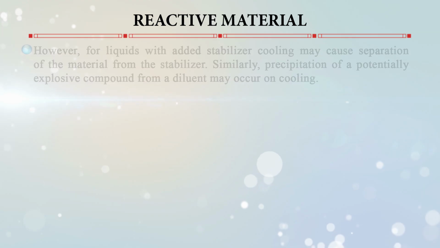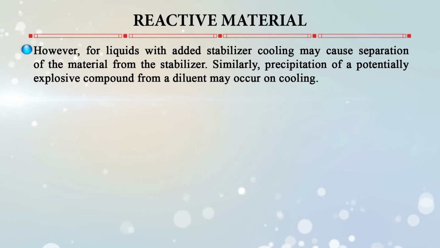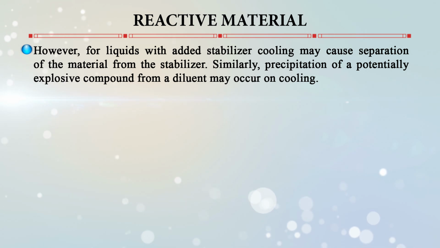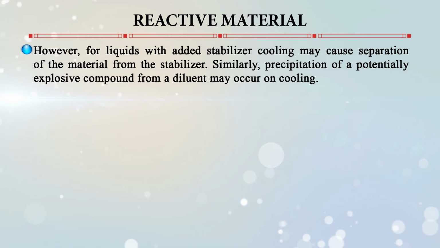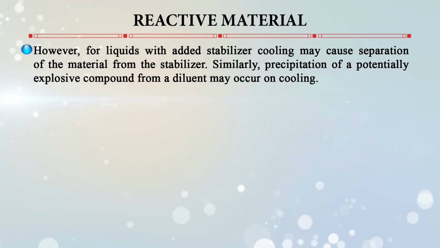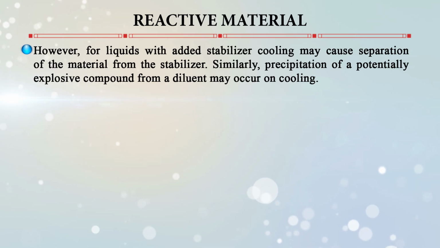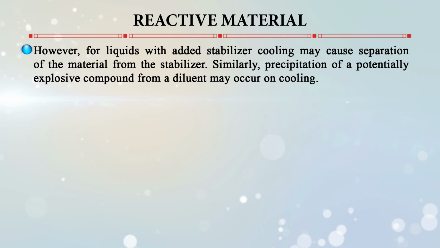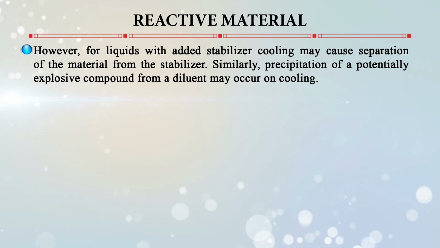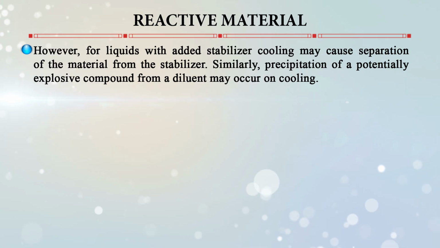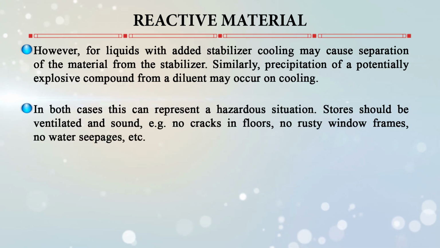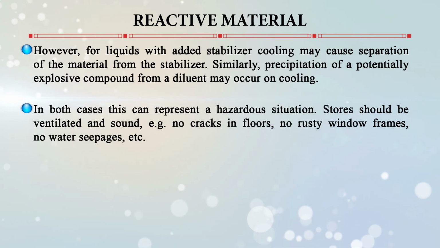So generally the substances of this type are unstable when heated or exposed to light. They should be stored cool and otherwise in the dark. However, sometimes with liquids with added stabilizers, the cooling may cause a separation of material from the stabilizer. So precipitation is also one of the important factors, and a potentially explosive compound from a dilution may occur on cooling. So in both cases this can represent a hazardous situation.